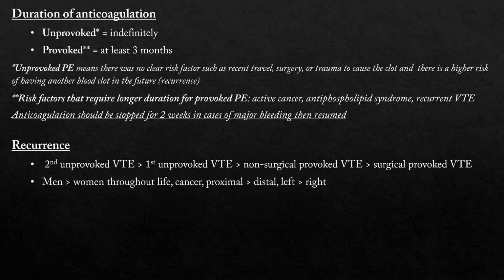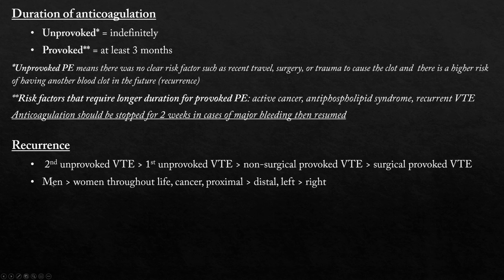Now, the worst recurrence can occur with the unprovoked VTE. Okay, as we know, a higher recurrence rate. In the second one, more than the first one. A first unprovoked VTE is highly likely to recur more than non-surgical provoked VTEs. The non-surgical provoked ones are more recurrent than the surgical provoked ones. The non-surgical ones are the ones we said here, like active cancer, antiphospholipid syndrome, recurrent VTEs.